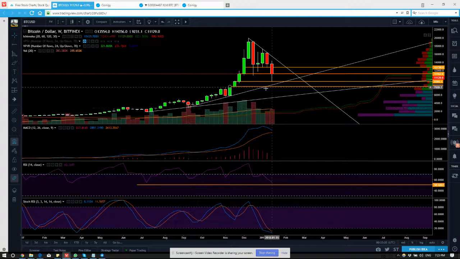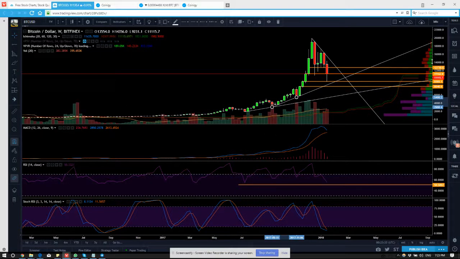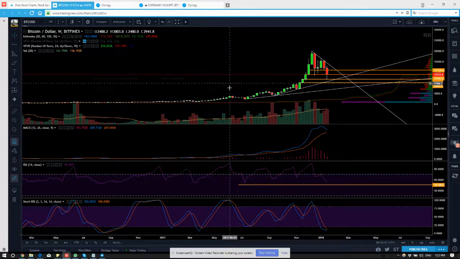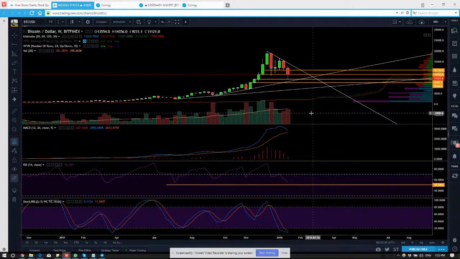If this line here breaks, then I'm not so confident in the next couple of months in Bitcoin. I think there will be a delay in the market. But yeah, I just wanted to do a quick update on Bitcoin. Everything is basically at the mercy of Bitcoin. When Bitcoin is going down, none of the other ones are really popping up.